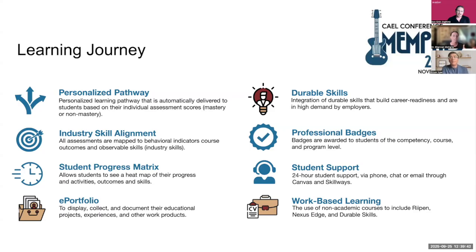So if a student pre-assesses and they have a really high score, it will move them directly to the summative because we know that they are ready to show evidence that they can demonstrate those skills.